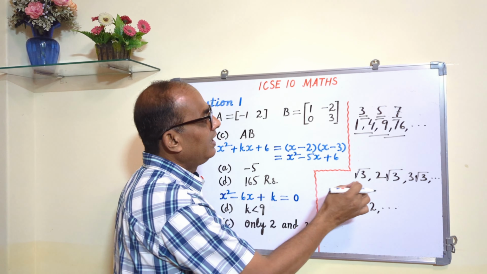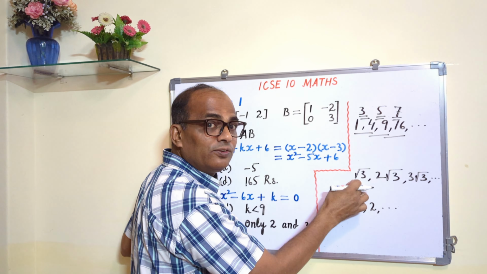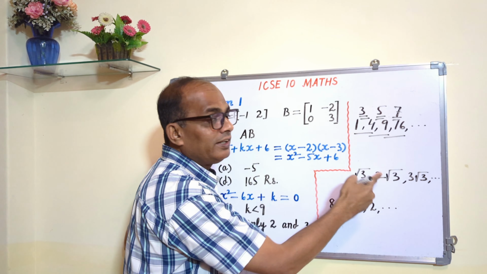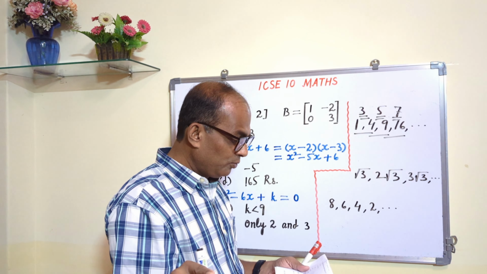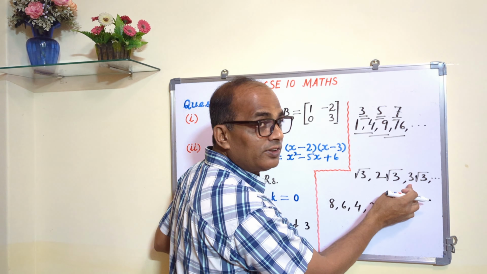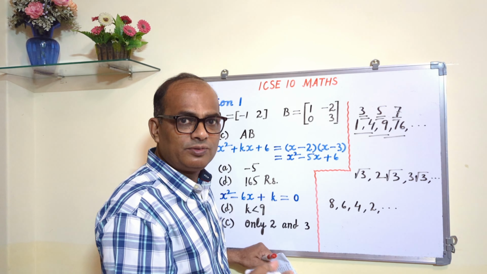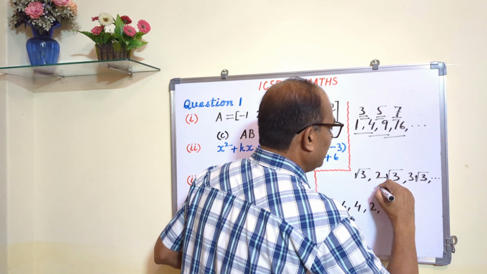Now let's see the second. 2 root 3 minus root 3 is root 3. Again 3 root 3 minus 2 root 3 is root 3. And 4 root 3 minus 3 root 3 is again root 3. So every time the difference between any two consecutive terms is root 3, which is a constant. So this is an AP.